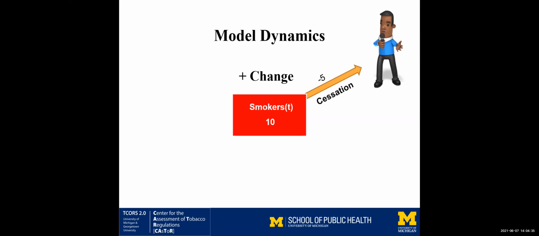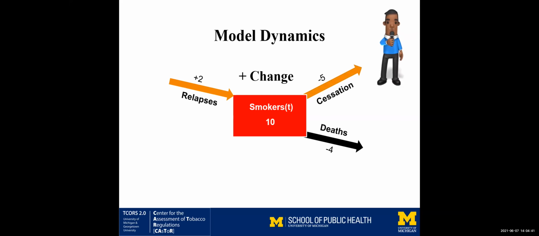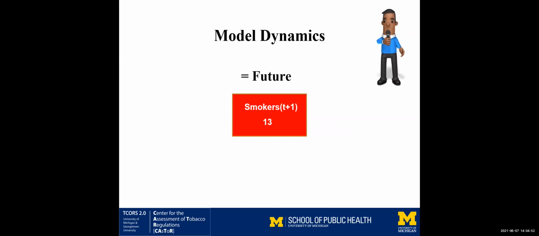Before the next period, the compartment can lose members due to smoking cessation and death. And we'll get new members from former smokers who relapse and never smokers who will start smoking, right? And that's how we arrive to the future. So we started with 10, we see changes, and simply did the math and arrived to the future. So we ended up with 13 smokers in the next period. And then the process repeats, taking the bucket with 13 people as the new present and moving forward.